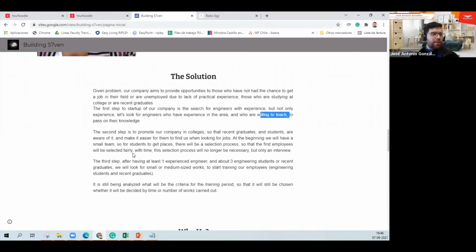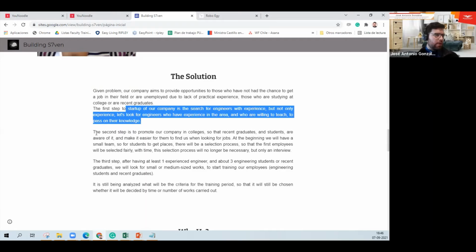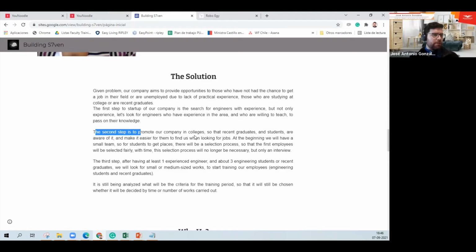Okay, the solution then is teaching, like experiential, regarding the knowledge on engineering. Okay, second step is to promote our companies in colleges so that recent graduates and students, the customers, are aware of it and make it easier for them to find us as ones looking for jobs.